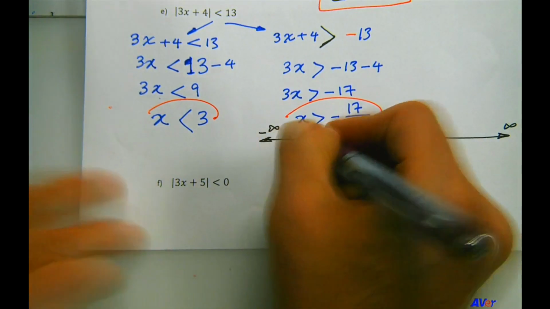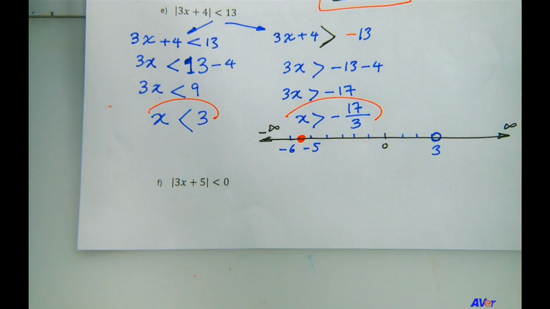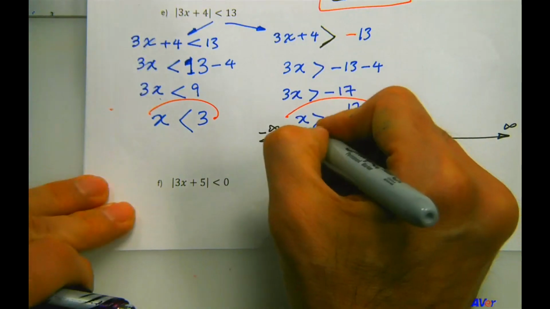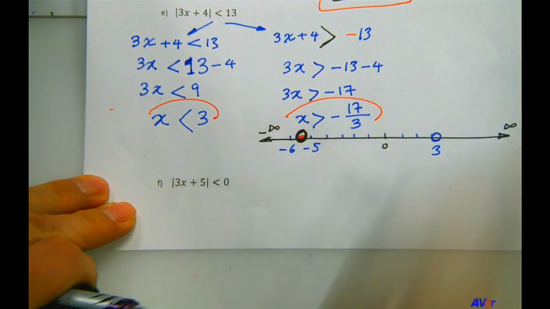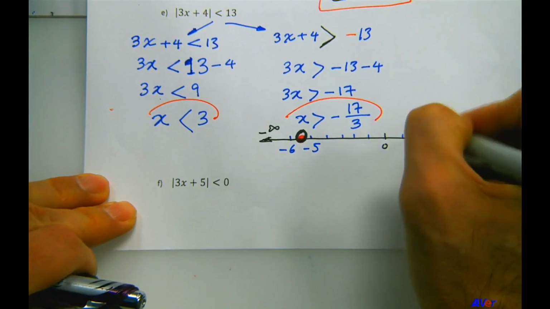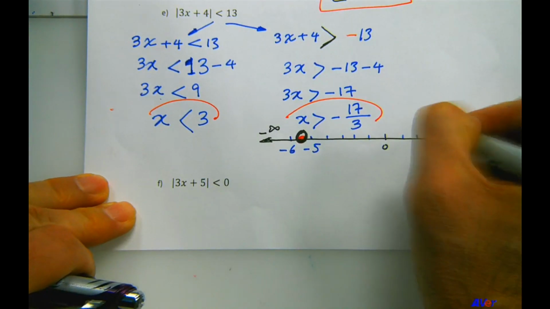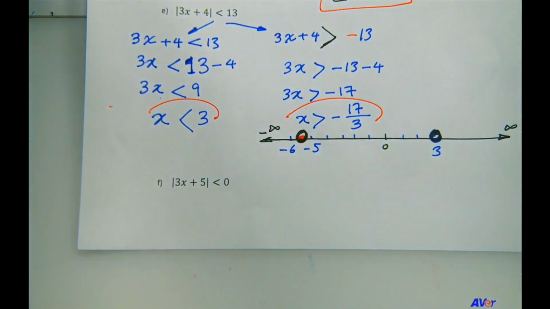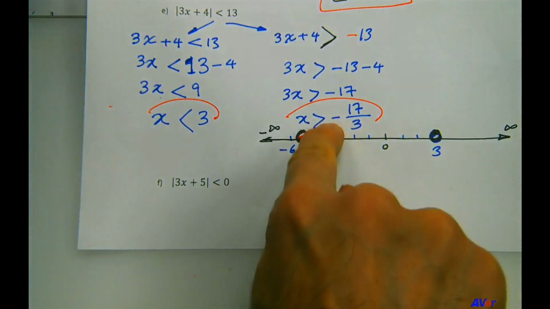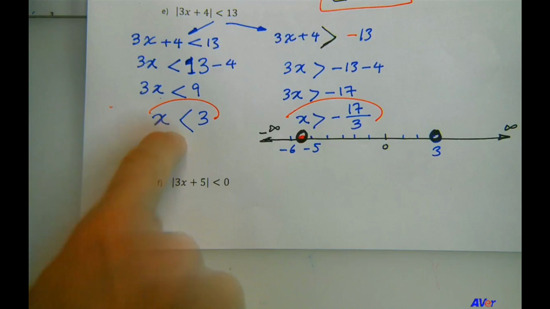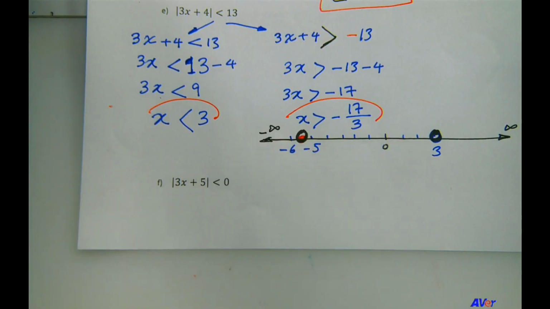Let me use my thick marker to put a hollow circle here. That's a hollow circle, like that. Okay? Not a filled-in circle. This is a strict inequality, as is this one. So it must be a hollow circle.